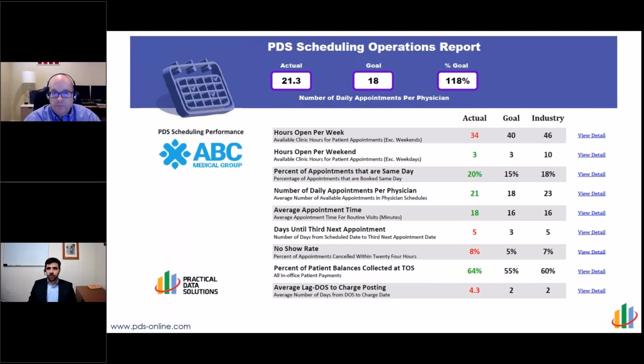Yeah, and when I think of benchmarking, Scott, I think it can be really interesting, because sometimes it's appropriate to have multiple benchmarks built into a dashboard.